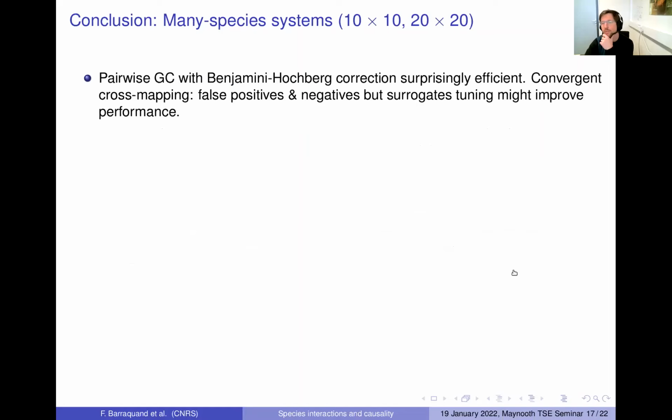Now moving on to many species systems. I agree that it may sound a little bit ridiculous when I say that many is 10 or 20 species. I guess some ecologists would probably prefer that I say 100 or 1,000. But unfortunately, I must admit that we're probably not quite there yet in terms of fitting models for 100 or 1,000 species. So we find, quite surprisingly, that just having a false discovery rate correction and testing pairwise was quite efficient.